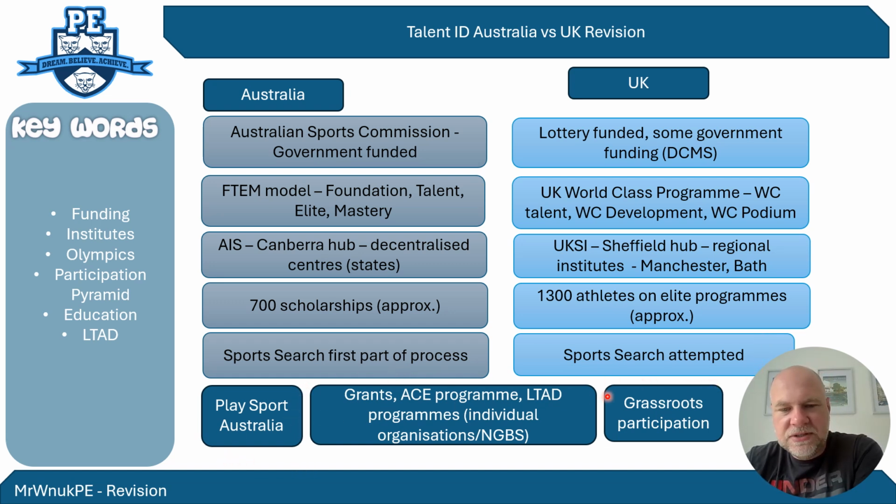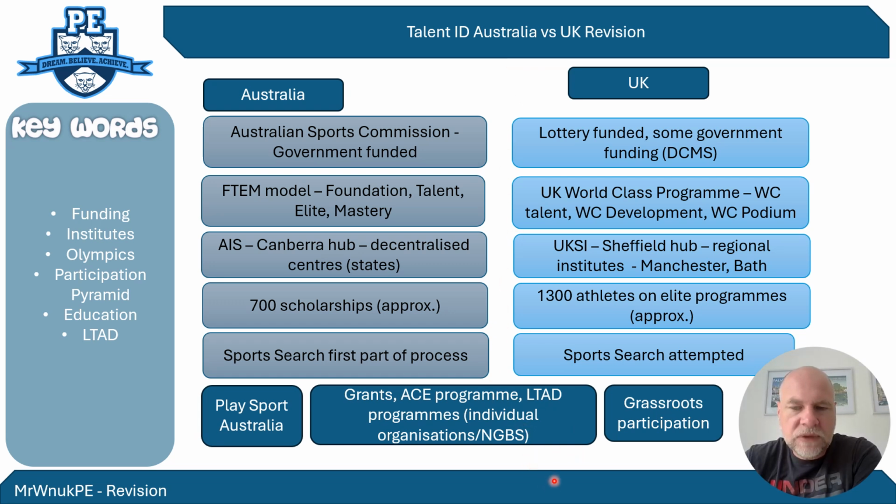There are other aspects that are very similar and crossover. They call it Play Sport Australia at the base level, whereas we call it grassroots participation, but they are essentially the same thing, focusing on the base level of the participation pyramid. Both the UK and Australia have grants available to athletes. They both have ACE programs, which is an education-based program aimed at educating athletes. We both have long-term athlete development programs. In Australia they focus on the individual organisations, whereas we focus on the national governing bodies, essentially the same thing. Each sport has its own LTAD, the Long-Term Athlete Development Programme, in place. So there are quite a lot of similarities between Australia and the UK.